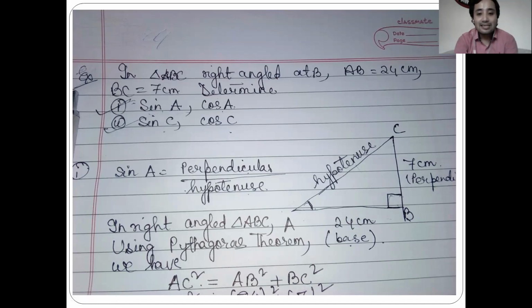The sum means plus, isn't it? Plus sum of the squares. So squares of the other two sides. That means the remaining sides leaving the hypotenuse. So this is the equation that I have framed.